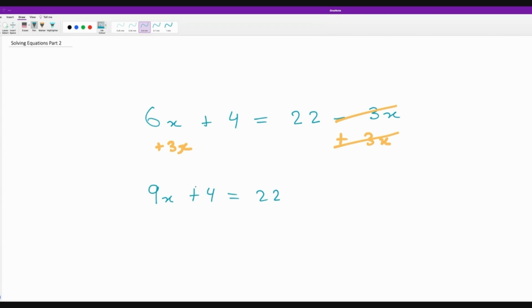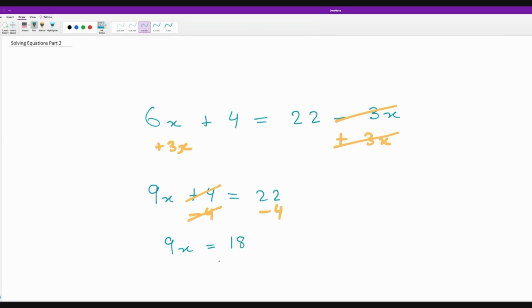We're going to first move our plus 4, because this is the easiest thing to do. So let's move this plus 4 to the other side. In order to do this, we need to do the opposite of plus 4 to both sides. So that means we minus 4, like so. That way, the plus 4 and the minus 4 will cancel, leaving us with 9x is equal to 22 minus 4, and 22 minus 4 is 18.